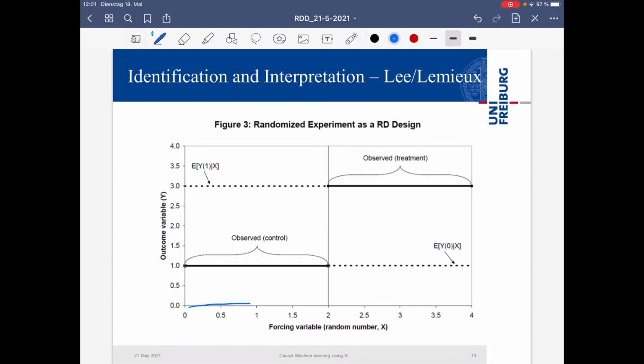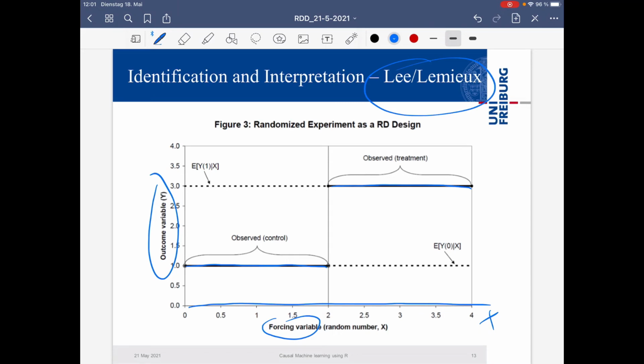So once again, here you have the X, the forcing variable, assignment variable, or running variable, and you have the outcome variable on the vertical axis. Once you observe a jump, so that the average outcome of the control group and the average outcome of the treatment group differ to the left and to the right of the cutoff point, then RDD might be plausible in case you cannot manipulate the assignment variable. So this is now from Lemieux.